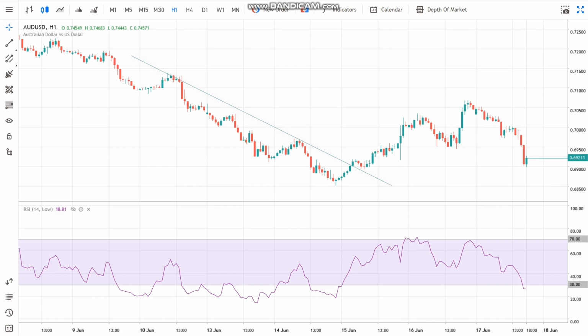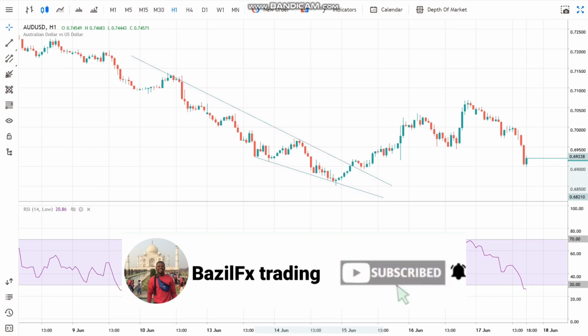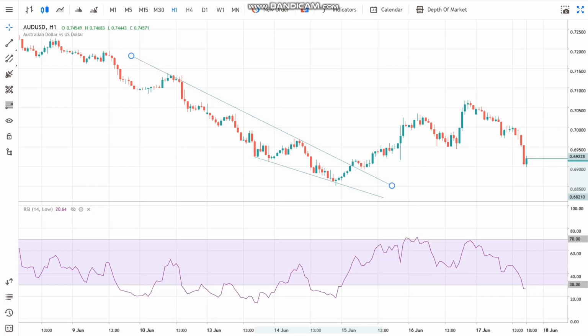So for divergence, we need to have a certain move on our indicator, and then also a certain move on the market. So the divergence I'm looking for is this. You see, something like a falling wedge. This is a falling wedge, though I'm using the upper trend line also to form a falling wedge.